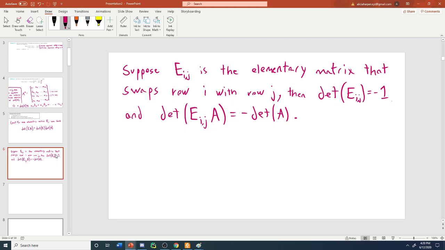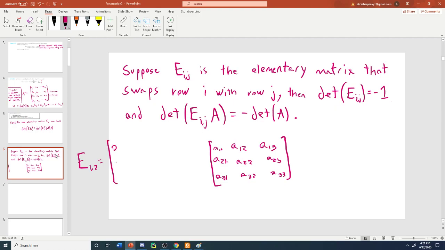So, suppose we look at a 3x3 matrix. Maybe A11, A12, A13, A21, A22, A23, A31, A32, A33. And then we swap the first row and the second row. This will correspond to the elementary matrix E12, and it will look like this: 0, 1, 0, 1, 0, 0, 0, 0, 1.